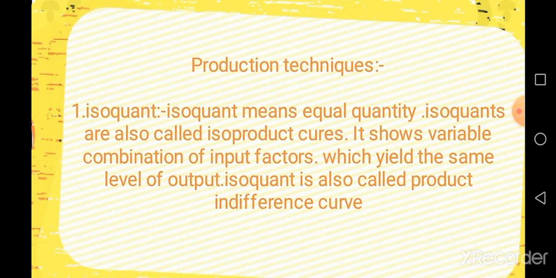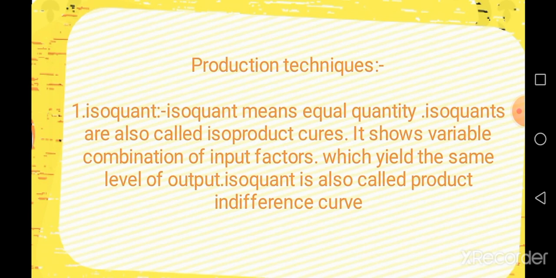Because the isoquant's main purpose is to use any combination of input factors. We know about the input factors: land, labor, capital, organization and technology. These are the different types of inputs for producing an output. So this isoquant clearly defines that by increasing one input or by decreasing another input, any combination which gives equal quantity of production can be used.